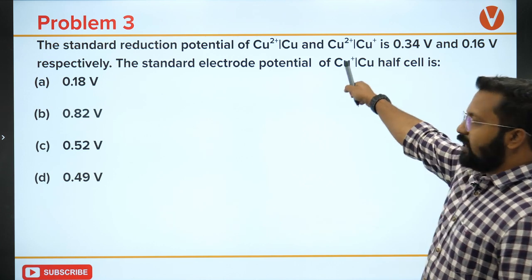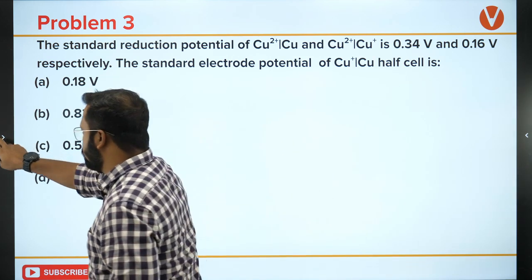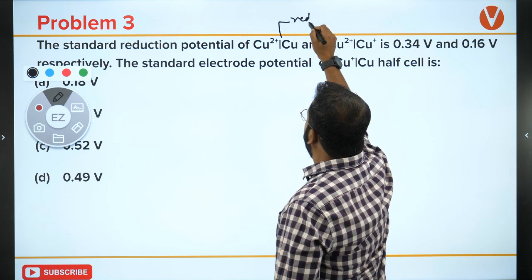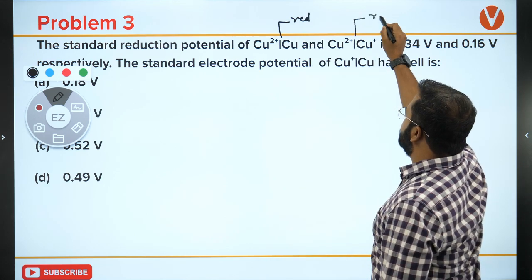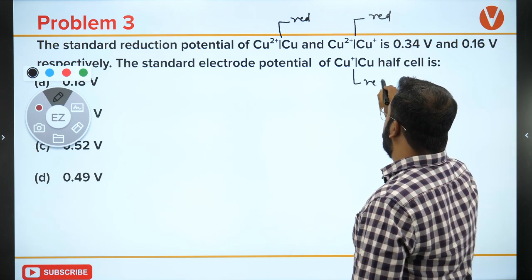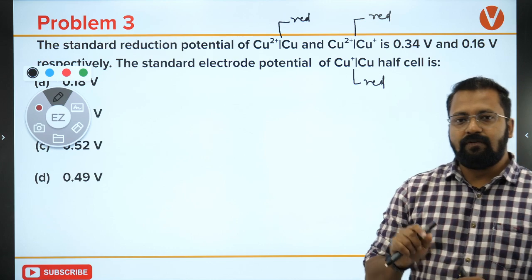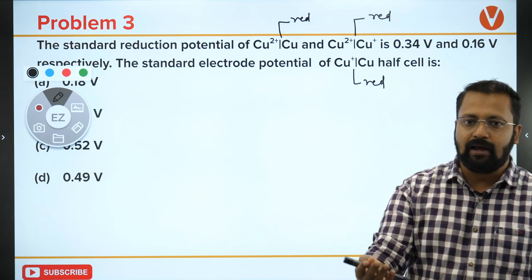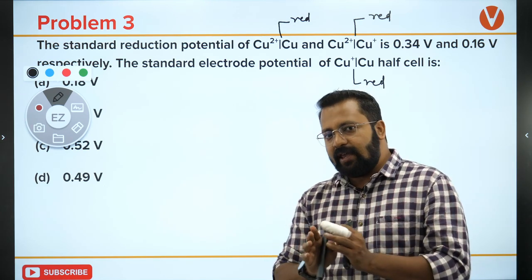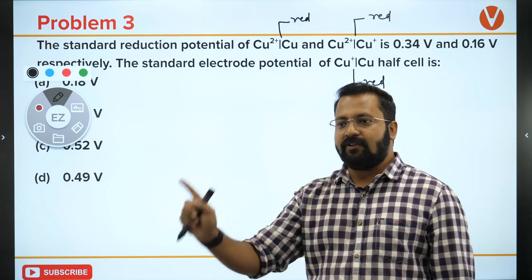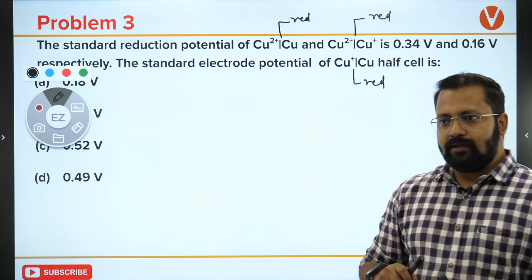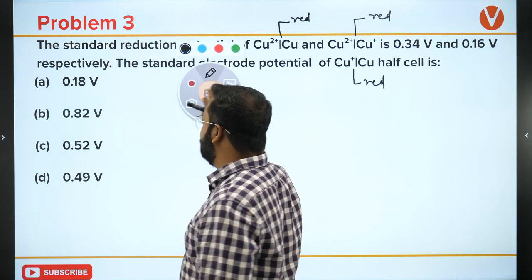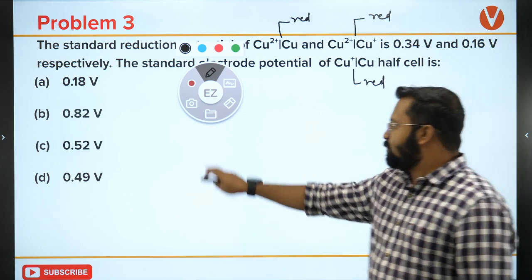So Cu2 plus converting into Cu is reduction, and Cu2 plus converting into Cu plus is also reduction. When I get two reduction reactions and from them I have to find a third reduction reaction, I will use a very important method known as the free energy method. The options are over here. Free energy method बोलते हैं इसको.